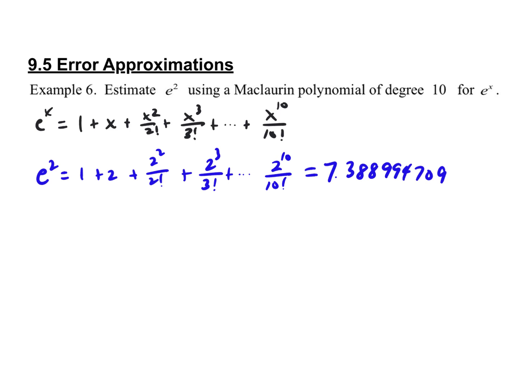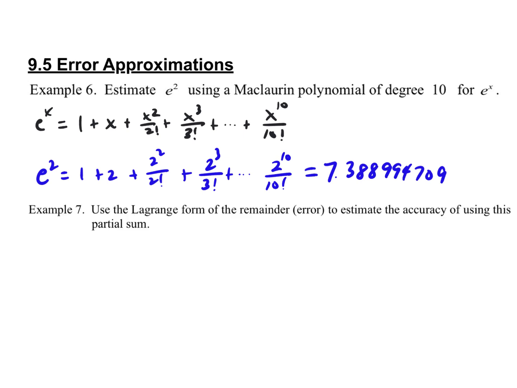Of course, we need to figure out how close this is to the actual value. But this is not an alternating series, so I can't use the alternating series remainder. I have to use Lagrange. We're going to use the Lagrange form of the error, the Lagrange error bound, to estimate the accuracy of this. So we're going to find that remainder.